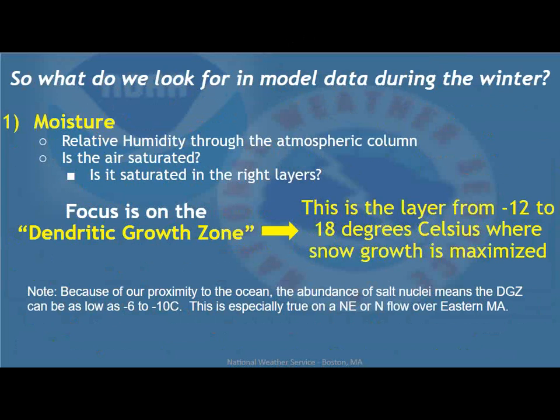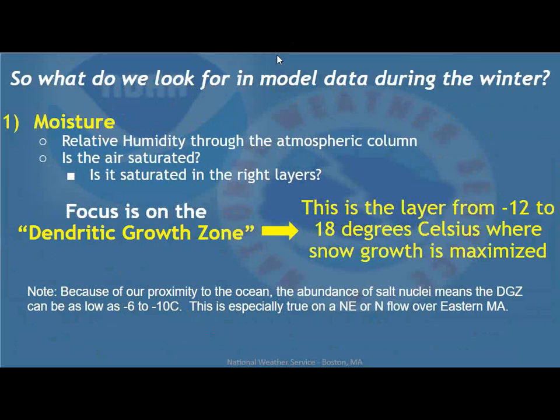So the focus is on what's known as the dendritic growth zone, basically dendritic flakes. This is where you're going to get the formation of the best, when you think of an ideal snowflake that accumulates really tall and really well, that's what we're looking for. This zone between -12 degrees and -18 degrees Celsius is where our snow growth is maximized. It's known as the DGZ, what we call it sometimes. Now, one caveat with our location here along the coast is because of our proximity to the ocean.